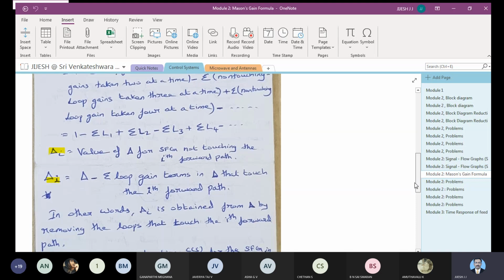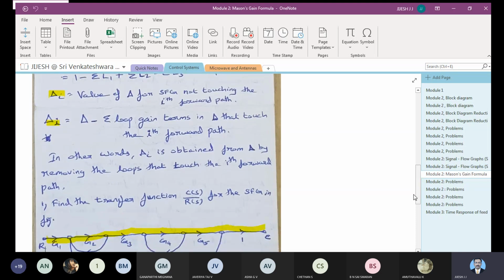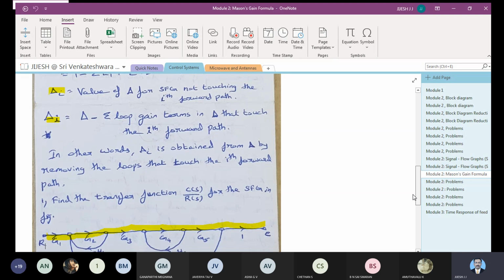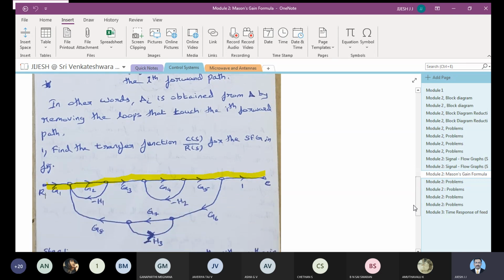We have started with this problem. Find the transfer function C of S by R of S for this signal flow graph. What I have told you before is you should be very careful, it's not like block diagram reduction where you reduce things. Here you are not going to disturb the graph. You are just going to see how many forward paths are there, how many loops are there, and how many non-touching loops are there. All these things are what you are going to solve here.